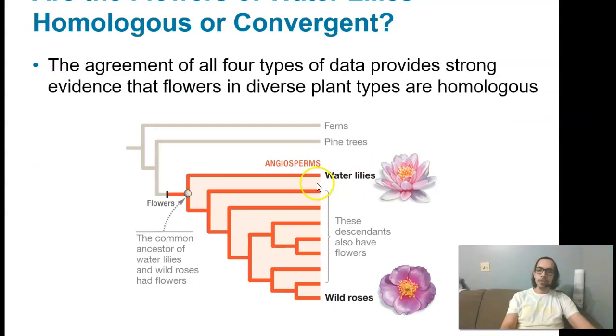So here's a phylogenetic tree that shows you water lilies and wild roses. Both of these have flowers, and if you look at their common ancestor, it also had flowers. Because the common ancestor had flowers and all of the descendants have flowers, that lets you know that having flowers is homologous. So the flowers of lilies and roses are homologous.